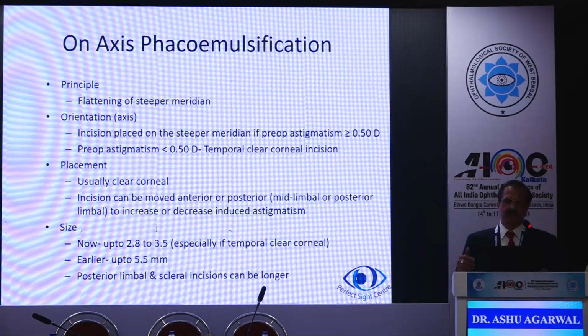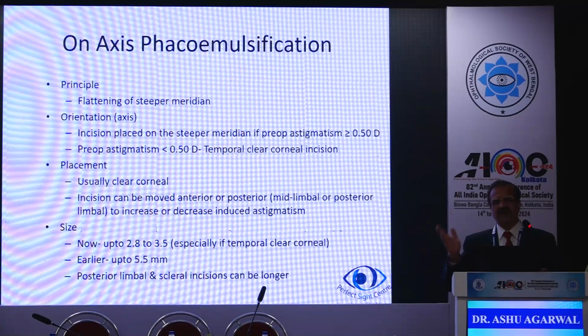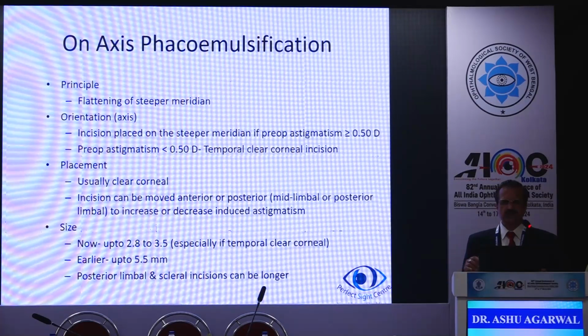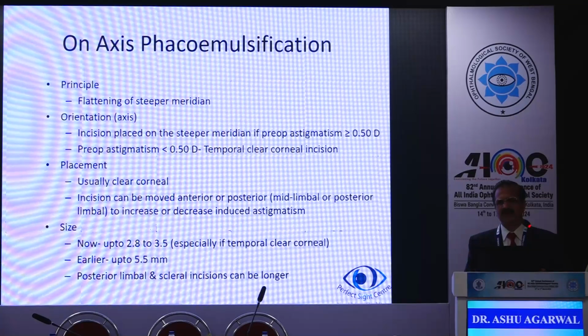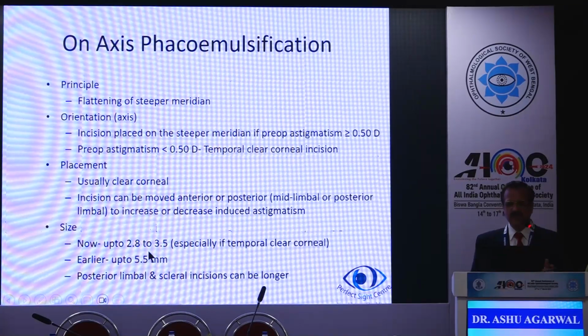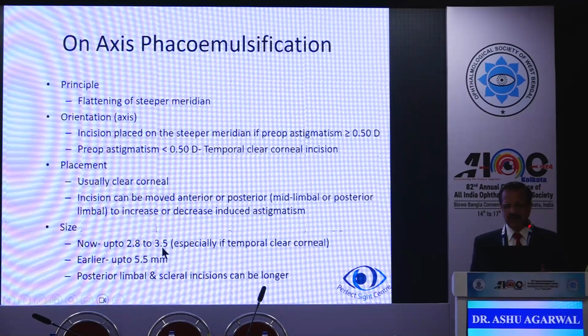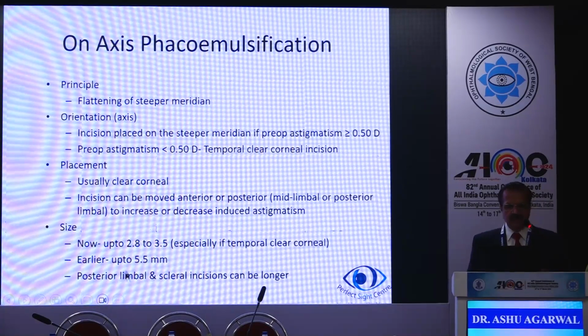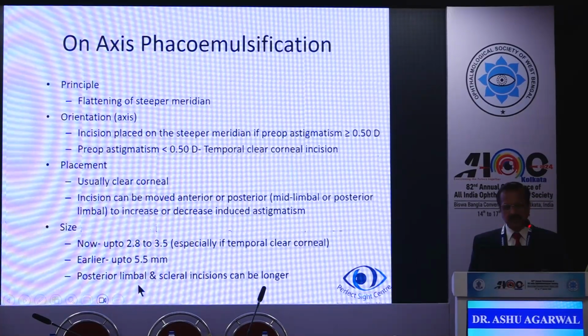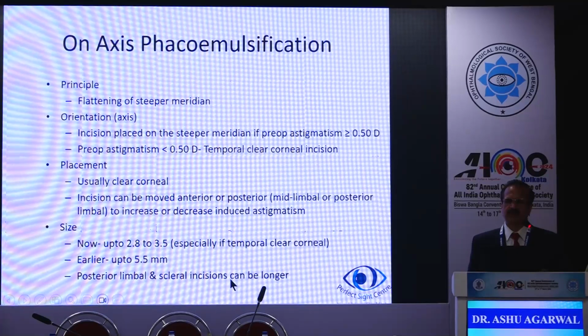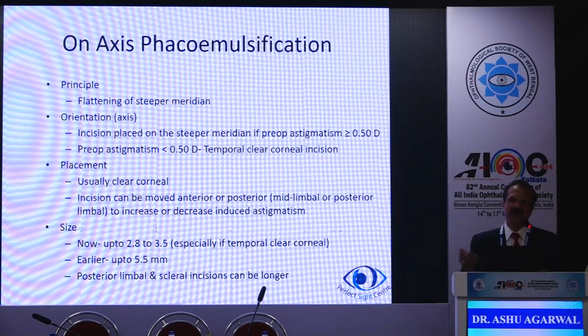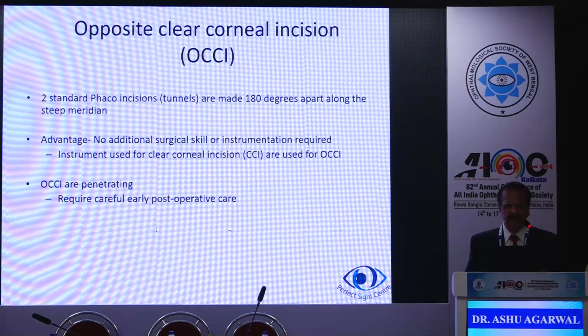Size now, initially in the early days when we were doing PMMA lenses and there were patients with a lot of astigmatism, we would increase the incision and put in a 5.5 or a 5 mm lens. But those days are gone. One, it makes the wound very unstable and it's not recommended anymore, and we have better ways of doing things. So now usually we don't go up to more than 2.8 millimeters, especially if it's a temporal clear corneal. And posterior limbal and scleral incisions, of course, if you made a scleral incision, it can be made longer because they are inherently more stable.